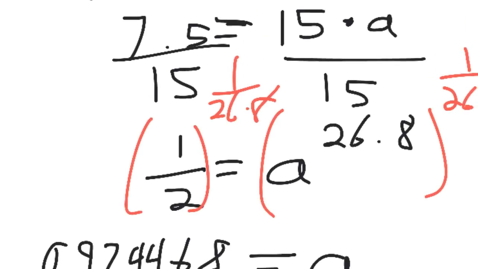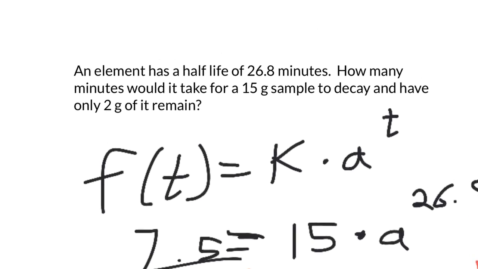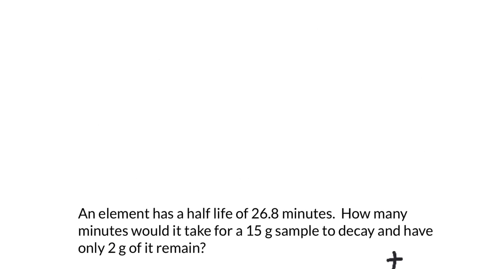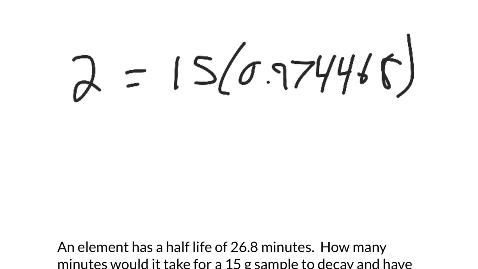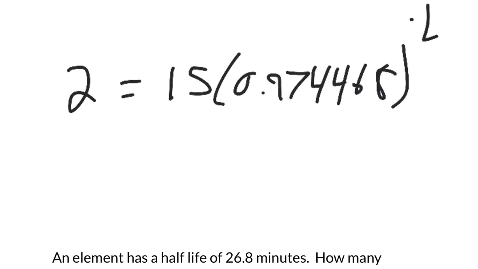Now we can solve some problems here. Let's go back to the word problem. It says, how many minutes would it take for a 15-gram sample to decay and have only 2 grams remain? So f of t, the remaining amount, is 2. 15 is our starting amount. Our exponential rate is that. And then they're asking for how many minutes, so we don't know what t is in this case.